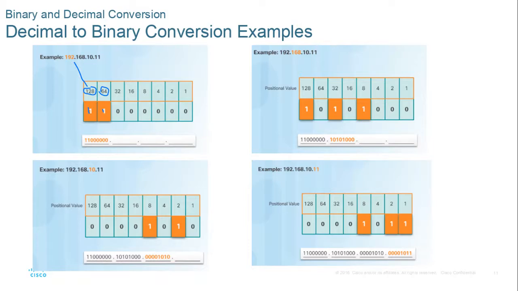How about 168? Okay, let's take that number. Is 168 equal to or bigger than 128? It is, so we'll set a 1. When we subtract 128 from 168, we get 40, which is less than 64. So we put a 0 there. Then we take the next number, 40. Is 40 bigger than 32? Yes, it is. We set the 1, subtract 32 from 40, we get an 8. Then 16 is too big, we skip it, we go to the 8. And that's how we come up with the bit value for that as well.